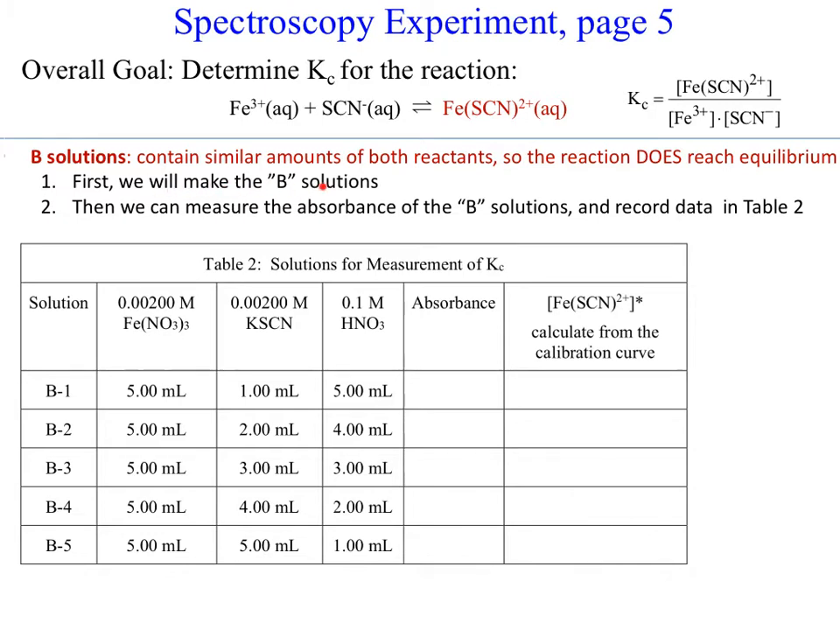First we're going to make the B solutions, realizing our B solutions have the same molarity for the iron nitrate and the KSCN. They're both 0.002 molar this time. So we have similar molarities, similar amounts of each reactant, so we will indeed reach equilibrium. You're then going to measure the absorbance of the B solutions, and you're going to fill in these data entries from the sample student data that I assign your group.